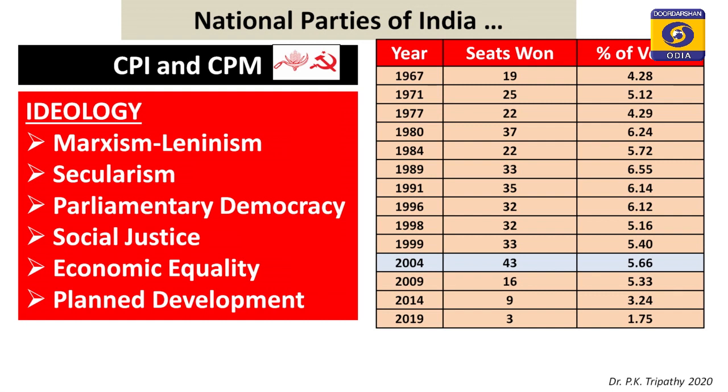The Congress UPA 1 government was very much successful. Later on there has been a terminal decline of the CPI and CPM, and today CPM gets only 3 seats in the 17th Lok Sabha, and it is confined only to one state, that is Kerala.